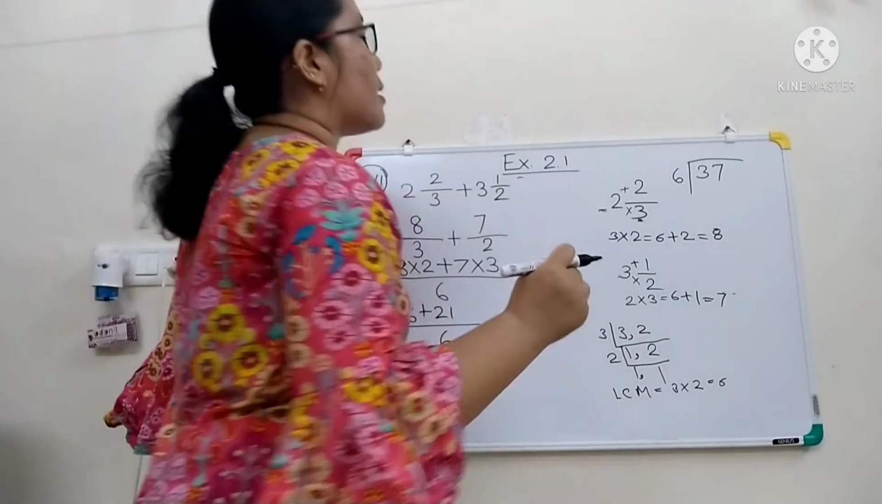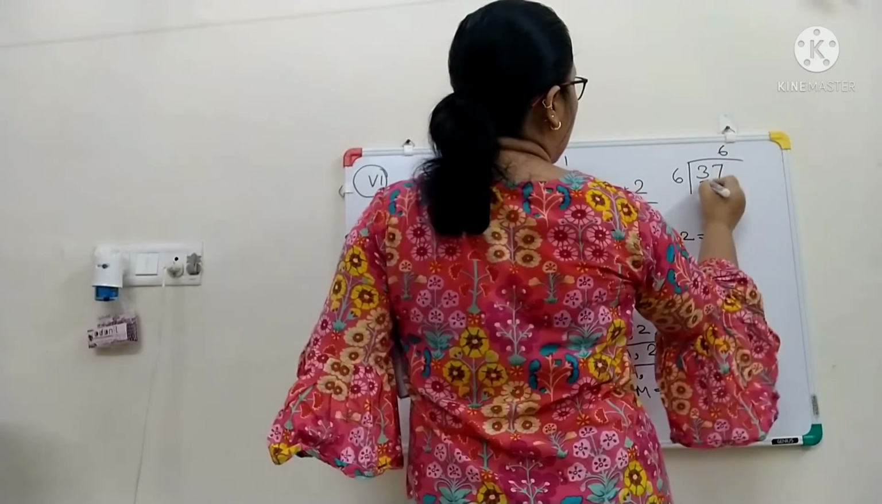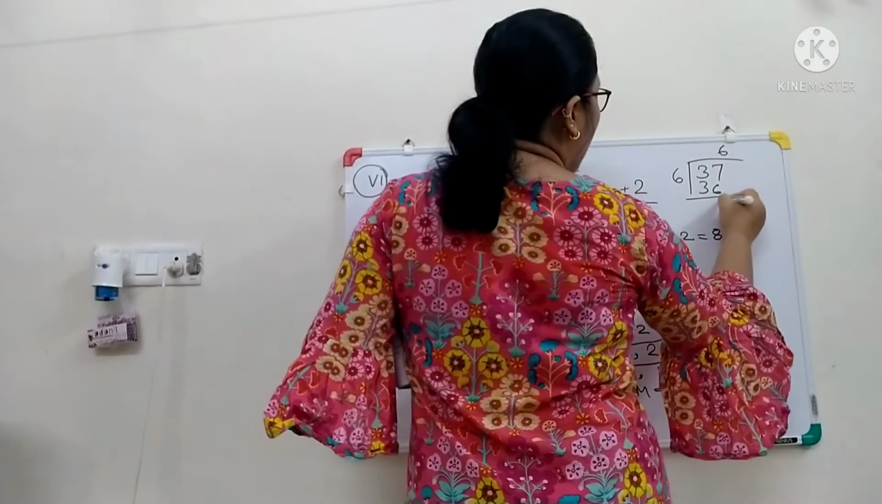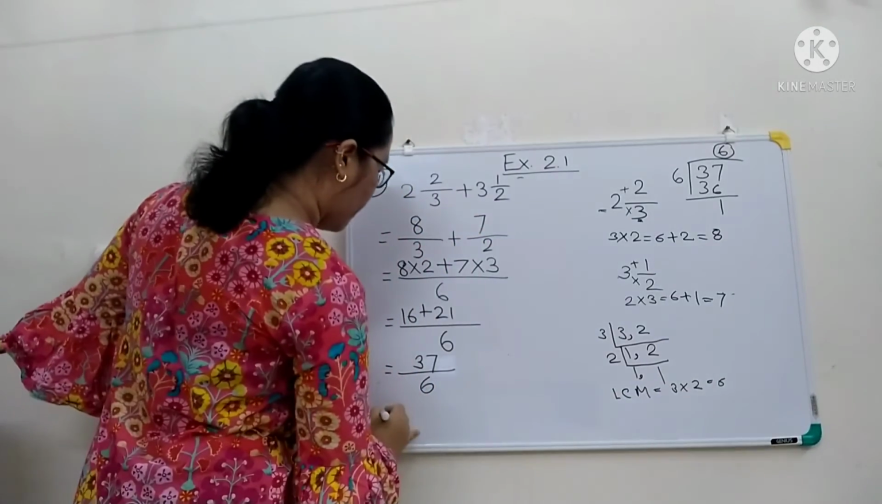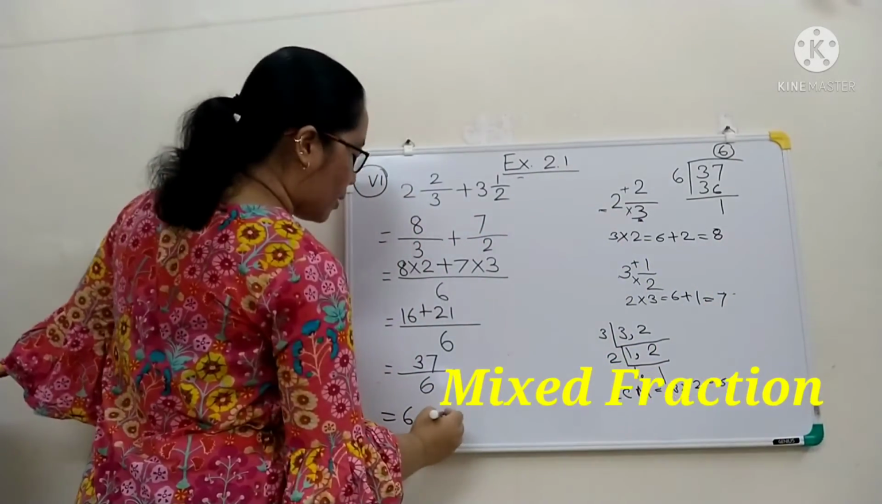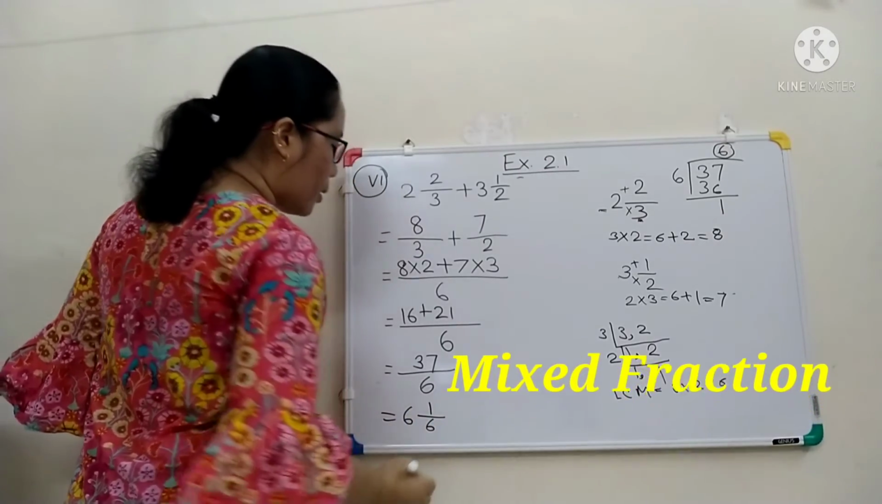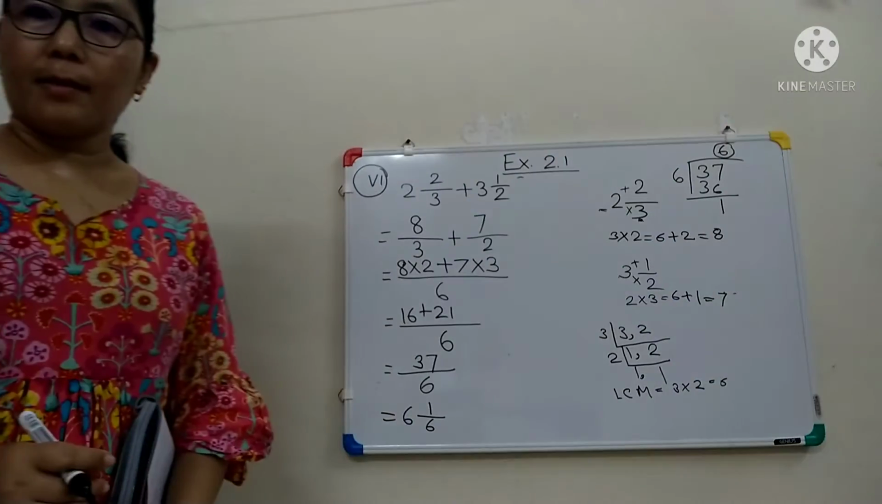6 5s are 30, then 6 6s are 36. So 6 6s are 36 and the remainder will be 1. So the whole result is 6, I will write here, and the denominator will remain the same and the remainder will be the numerator. So this is the answer for this question. Is it clear up to this?